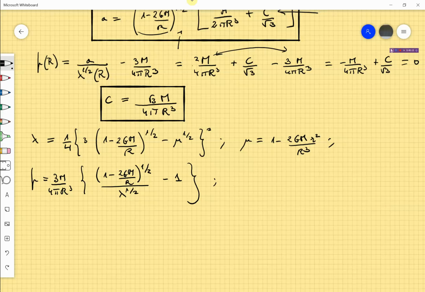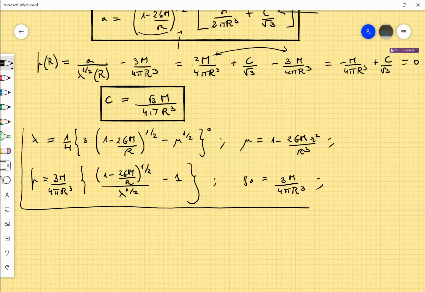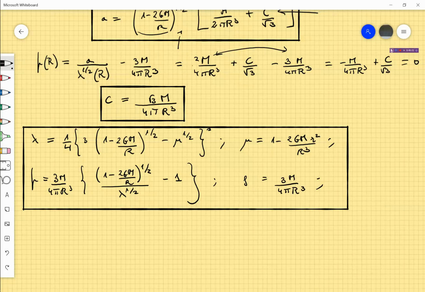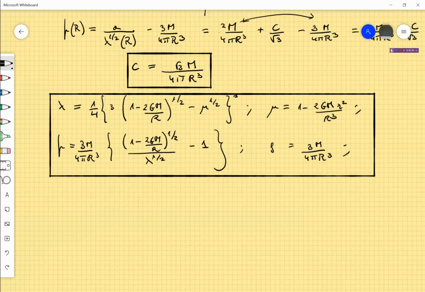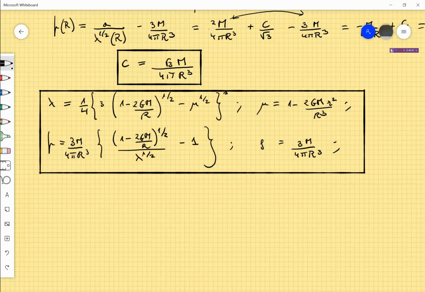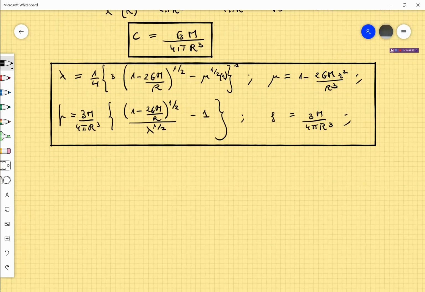Just for the sake of completeness, rho 0 was 3M divided by 4 pi R cubed. This determines the whole solution. P and rho are the variables that determine the mass distribution, the pressure, and so on. They determine completely, together with the metric, lambda and mu, which were the only dependent functions that appear in the metric. They were functions of r. One thing that we can investigate now is the value of all these functions at the origin.